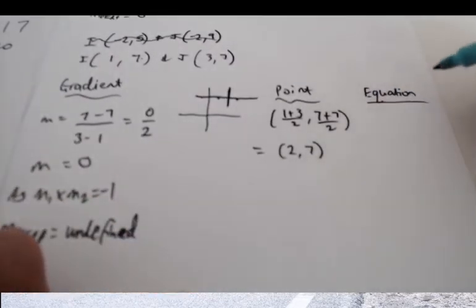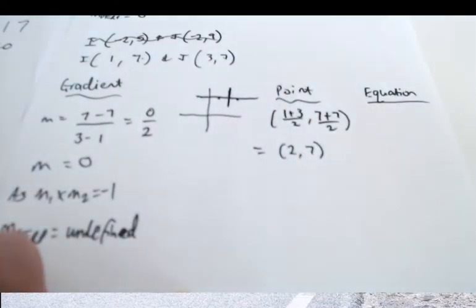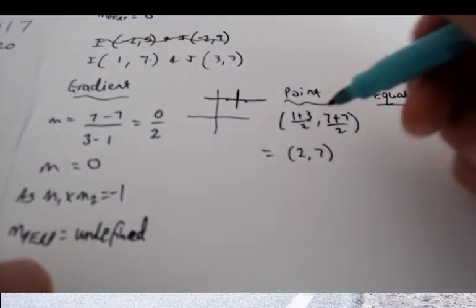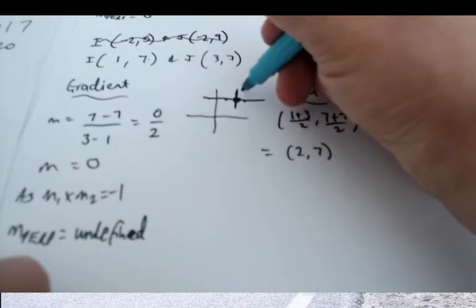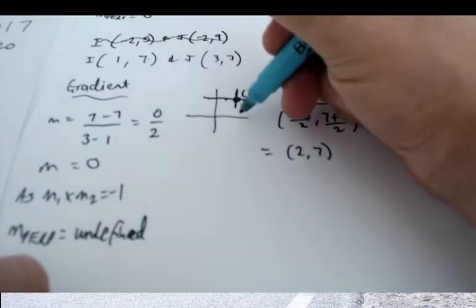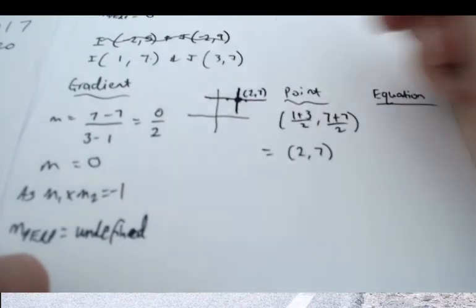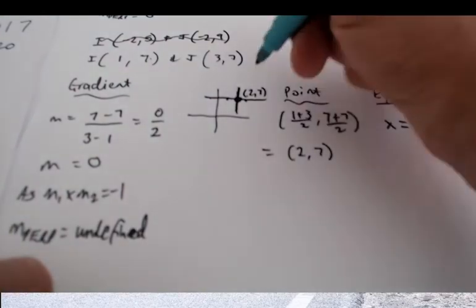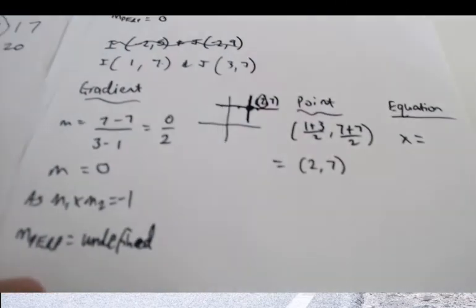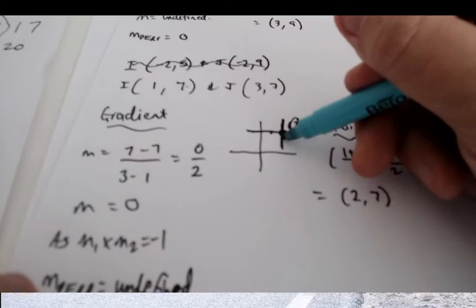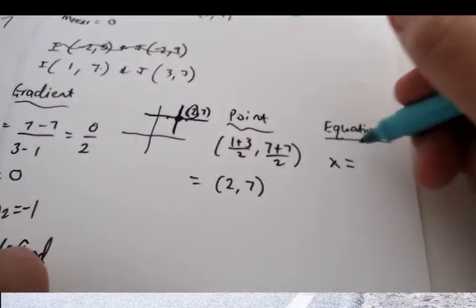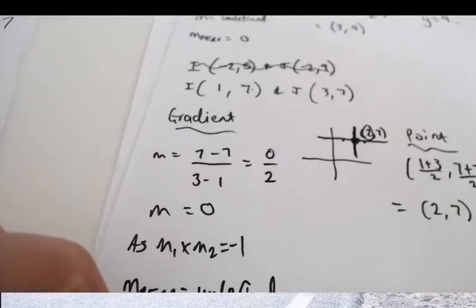We have a vertical line. It goes through the point (2, 7). The vertical line has an equation x equals the x number. This vertical line, no matter where you go on it, the x coordinate is 2, so the equation is simply x equals 2.